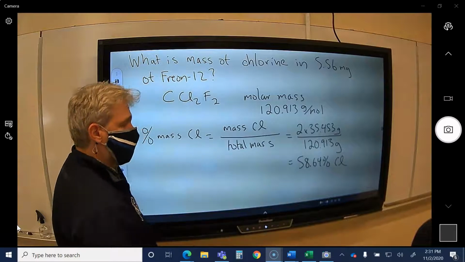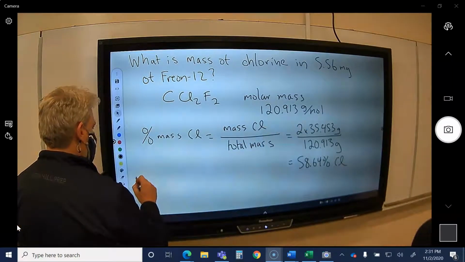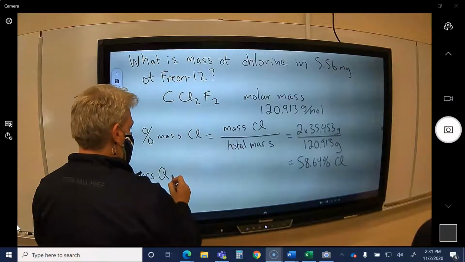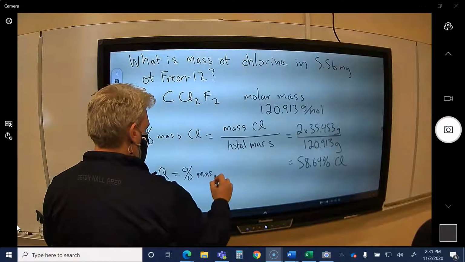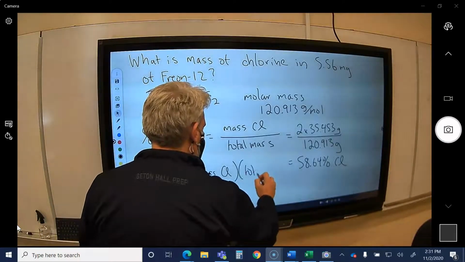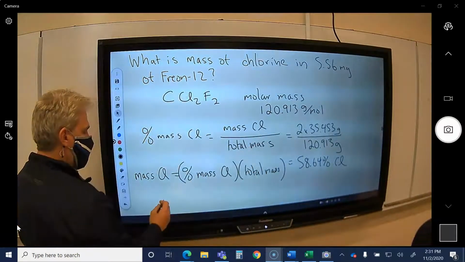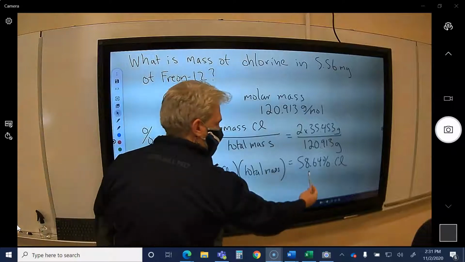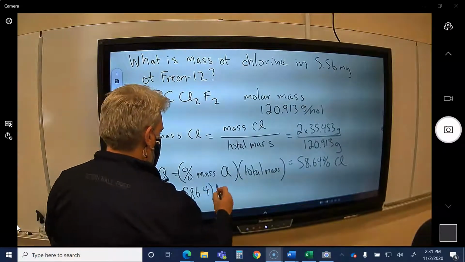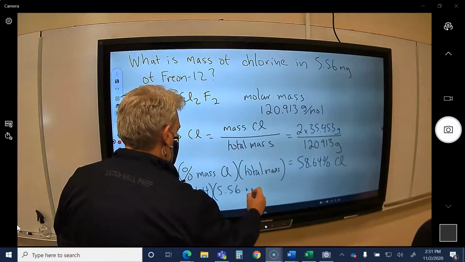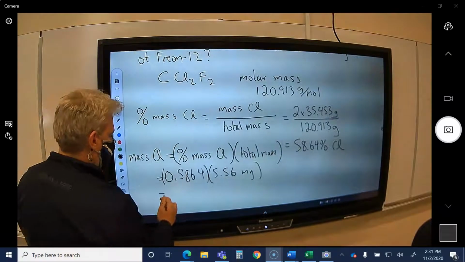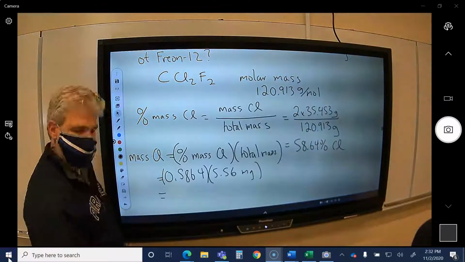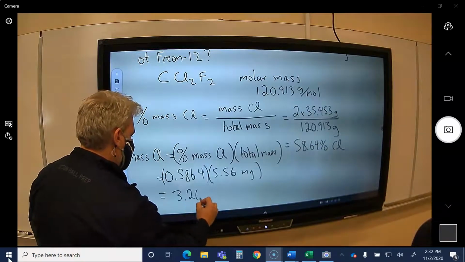So now we can use that value to find the mass of chlorine in a specific sample. Now we're going to rearrange this equation again, so the mass of chlorine is going to be equal to the percent mass of chlorine times the total mass. All we did was rearrange that equation, and so that's going to be equal to 0.5864, where we're representing this percentage as a decimal, multiplied by 5.56 milligrams. Plugging that in, you're just going to get 58% of 5.56, which is going to be equal to 3.26 milligrams.